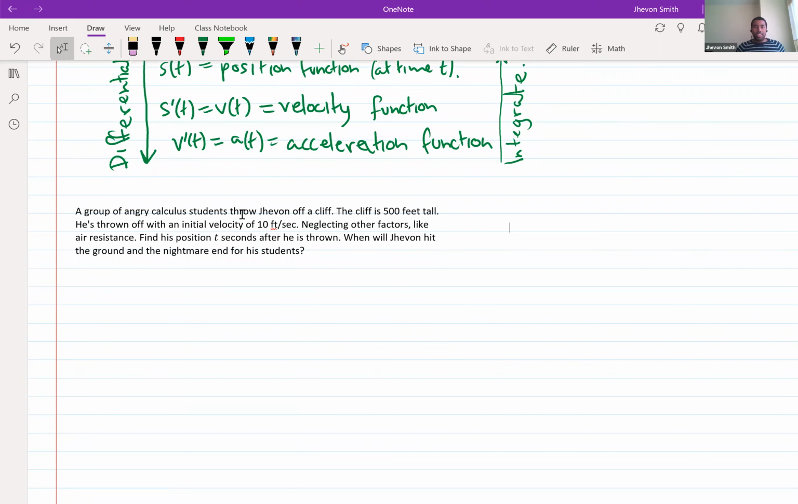Group of angry calculus students throw Jhevon off a cliff. The cliff is 500 feet tall. He's thrown off with an initial velocity of 10 feet per second. Velocity when it's positive, in vertical motion, we usually think of the positive as the upward direction and the negative as the downward direction. So this means they literally threw him up off the cliff, right? The cliff is here, and they threw him off the cliff.